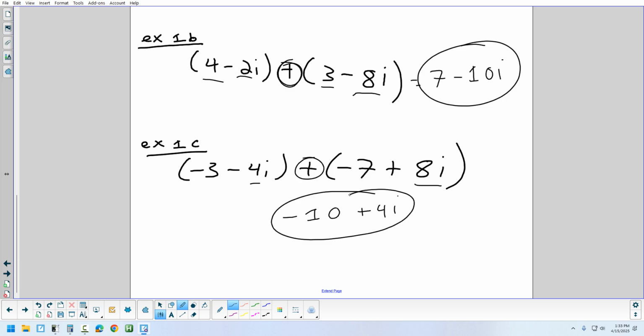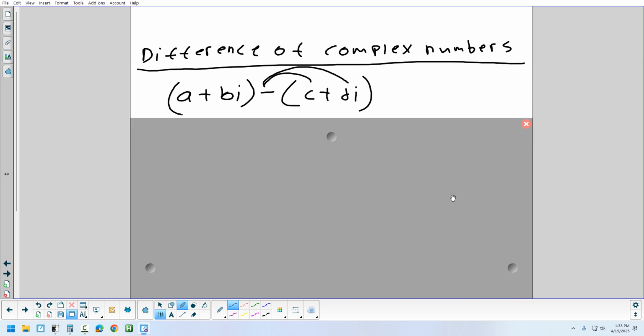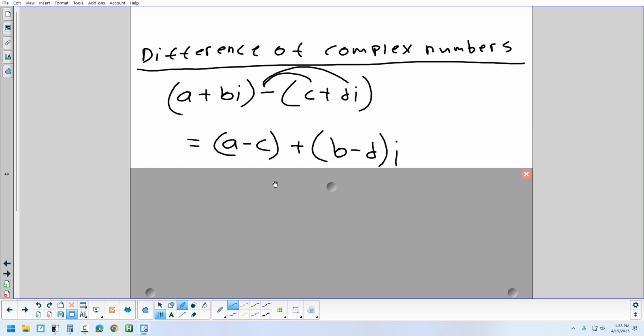Okay, so that's adding, right? All you've got to do is combine the two numbers with addition. Subtraction is pretty much the same thing, except think of it as distributing that negative. You have a real part of A, a real part of C, and you're going to subtract the two: A minus C. To get the imaginary, you've got an imaginary part of B and an imaginary part of D, and you're subtracting the two. So you're minusing the D, minus the D.